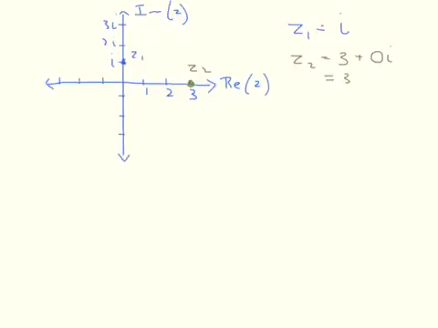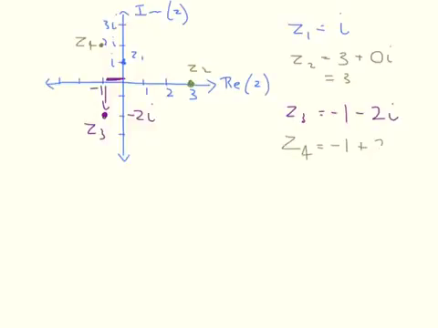If I pick another point, say down here, and call that Z3, then Z3 goes across this direction to minus 1, and then it goes down to minus 2i. So that one is represented by Z3 equals minus 1 minus 2i. If I choose one more, let's say for example up here, if I call that Z4, Z4 is still across at minus 1, but this time it is up at 2i.